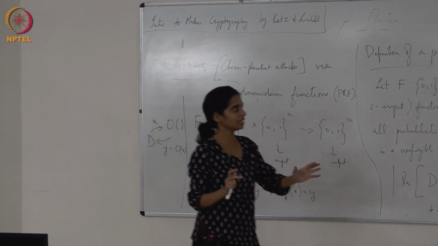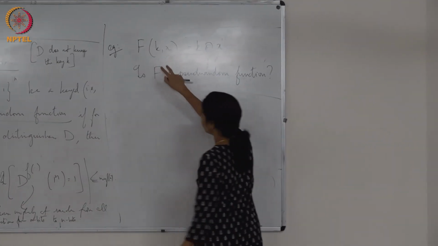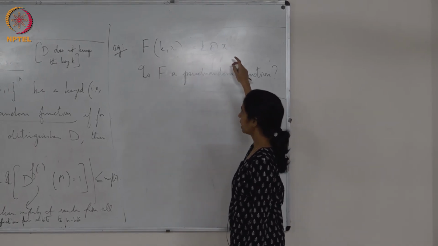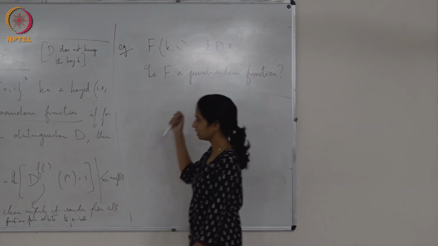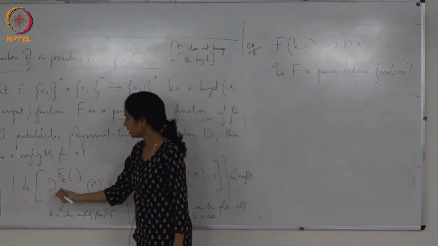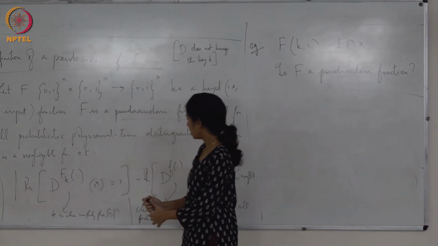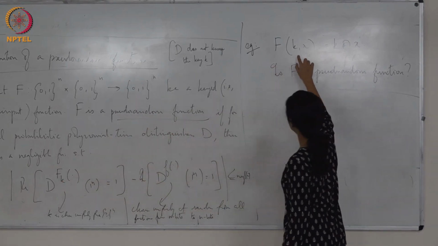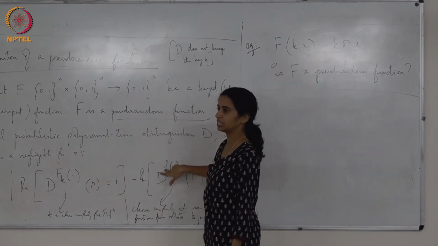So, just take a minute, think about it. What is the question? I am asking if this is a pseudo-random function. Our definition for a pseudo-random function is that there should not exist a distinguisher D such that it can distinguish between access to this and access to a truly random function.